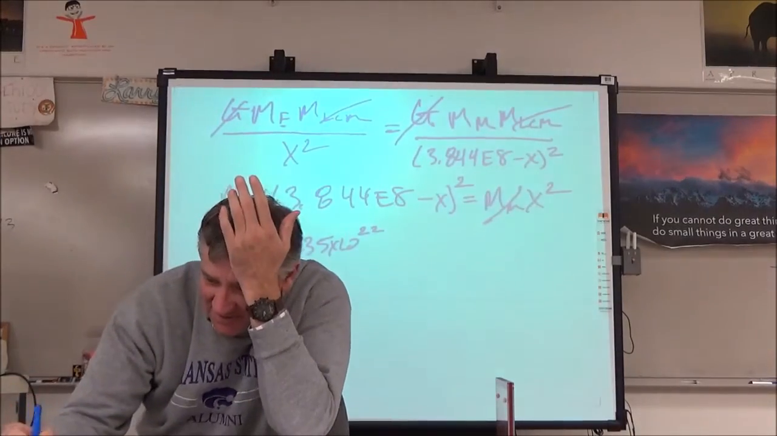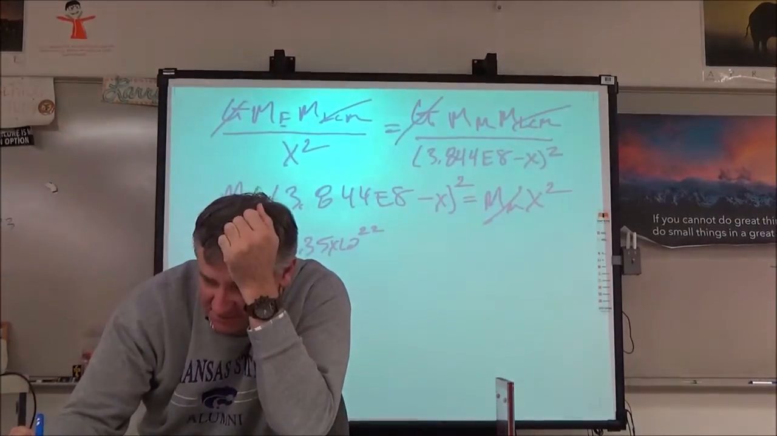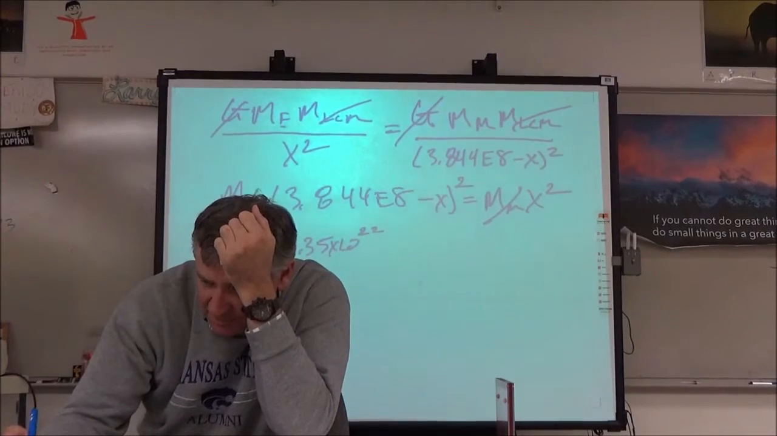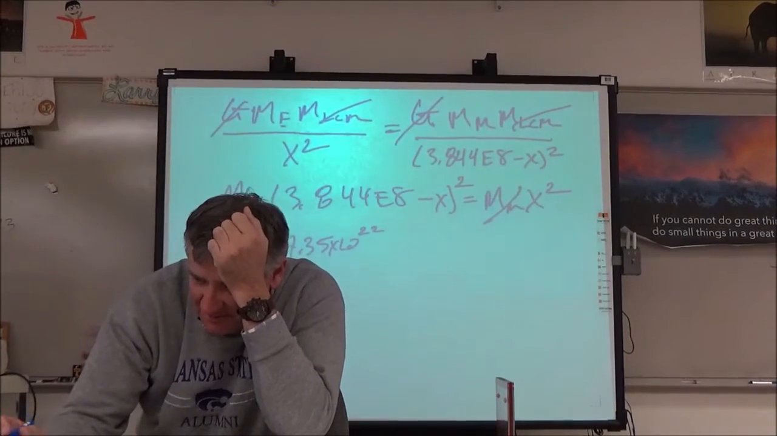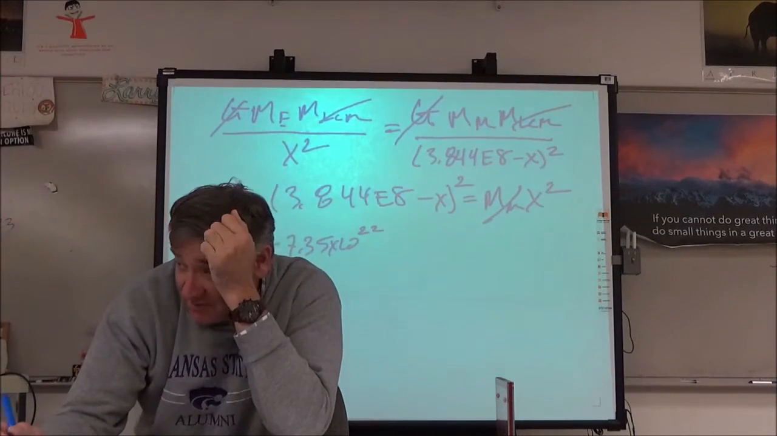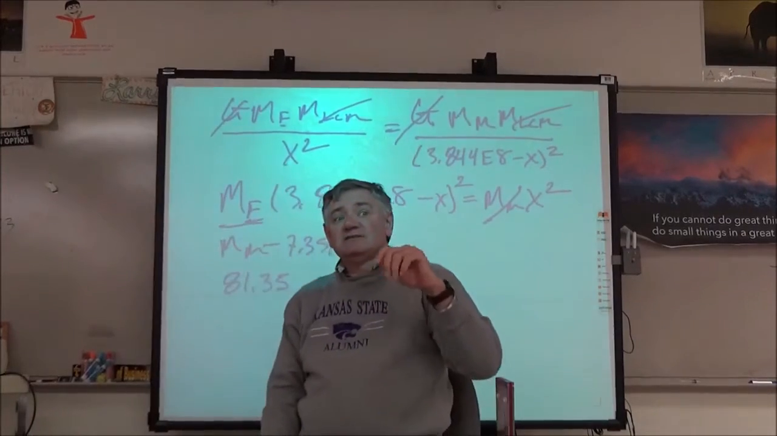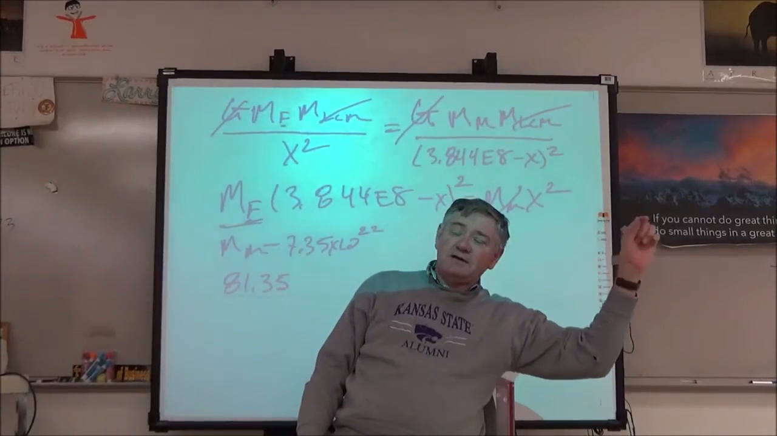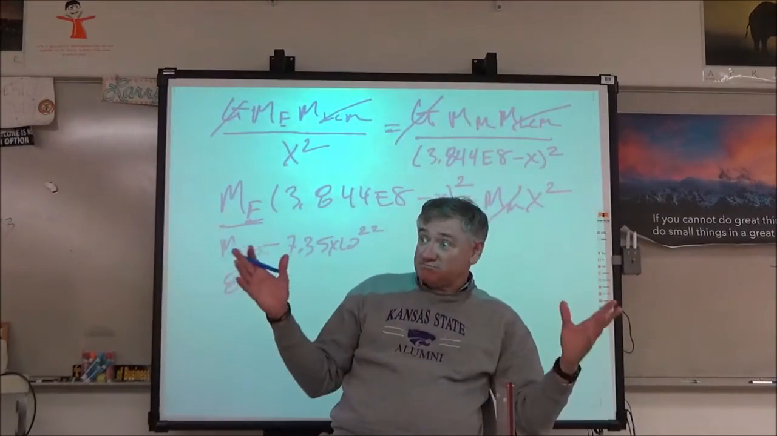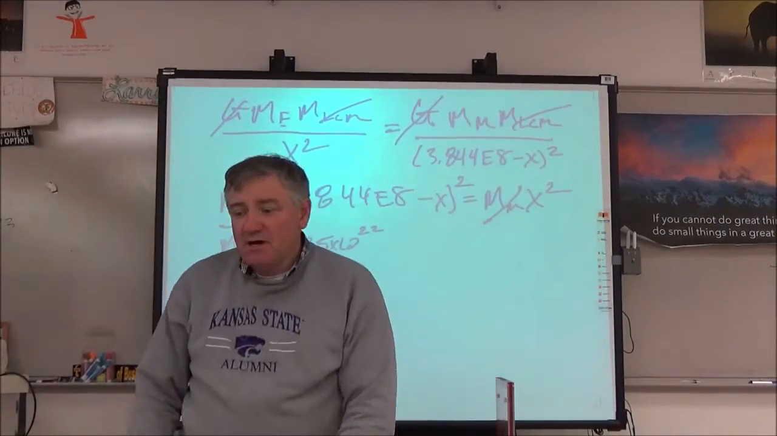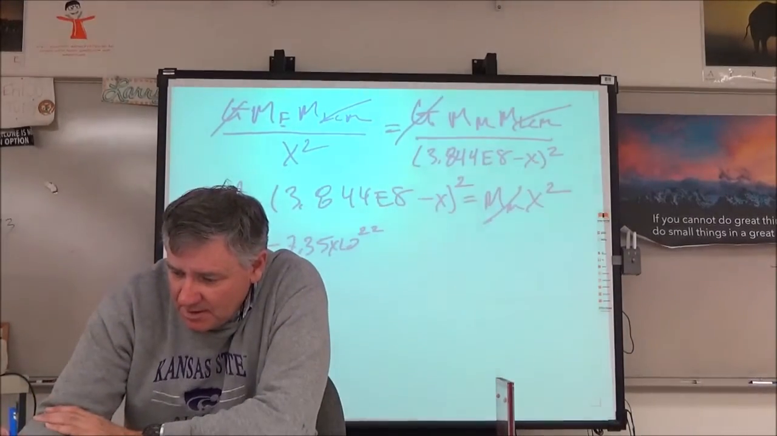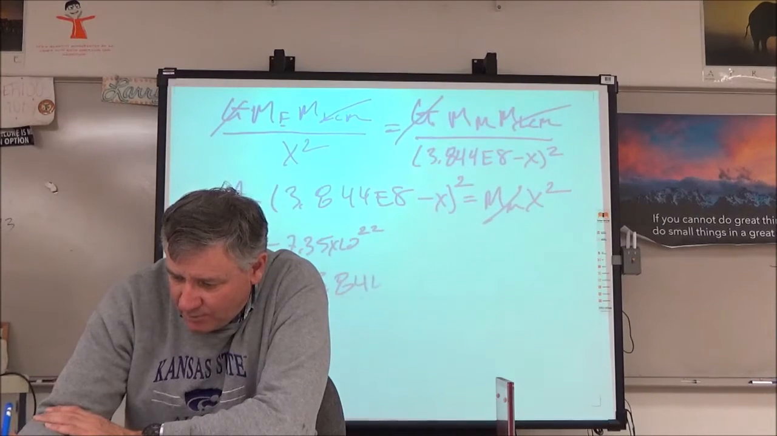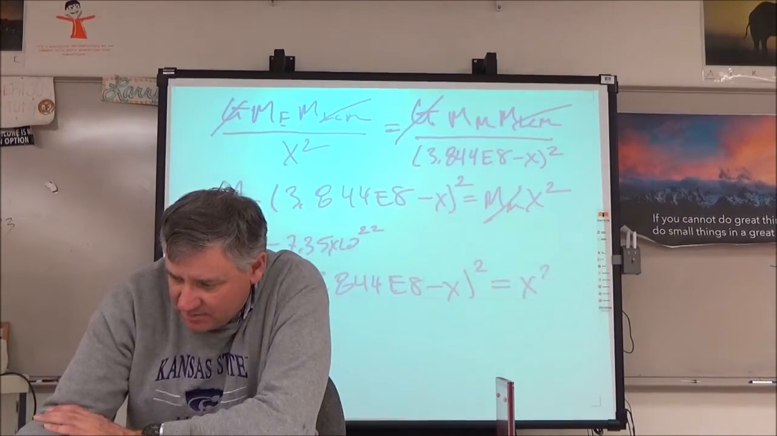I got 81.3. Let's give me one more digit. 81.35. I could be wrong, someone double check me. No, it's right, I remember that, it's 81.35. So what that means is that the Earth is 81.35 times more massive than the Moon. That's a pretty big difference. So at this point, I've got 3.844 e to the 8th minus x quantity squared equals 81.35 times x squared.